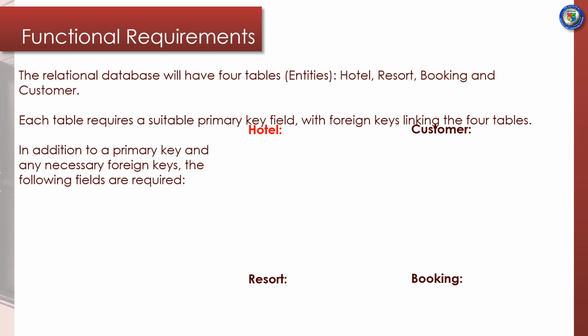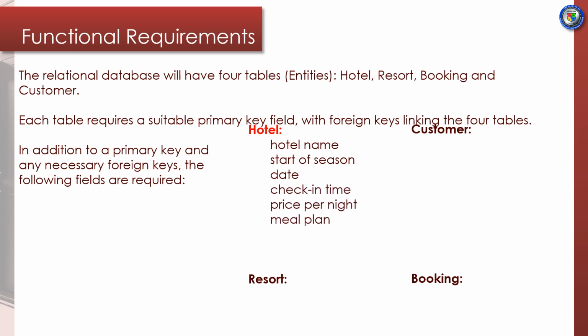In addition to that primary key and necessary foreign keys, the following fields or entity attributes are required. Within the hotel entity, hotel name, start of season date, check-in time, price per night, meal plan, whether it has a swimming pool or not, and its star rating. Within the resort, we need the resort name, resort type, and whether it has a train station.